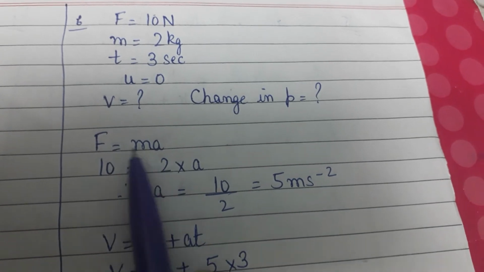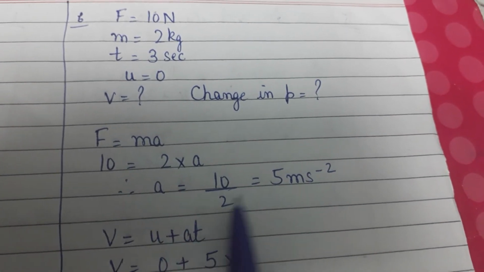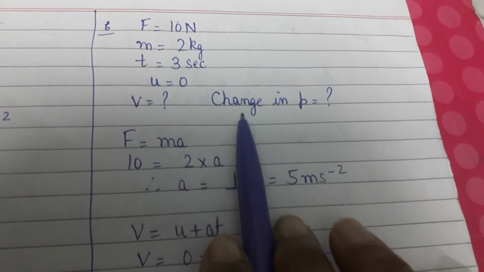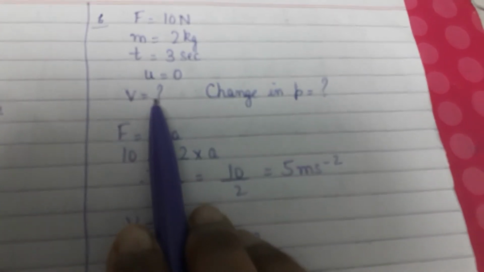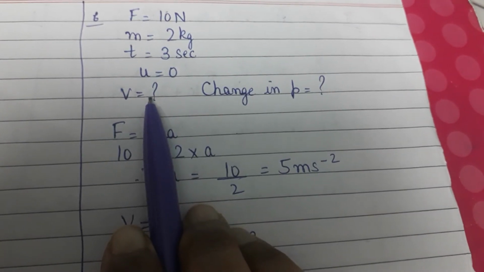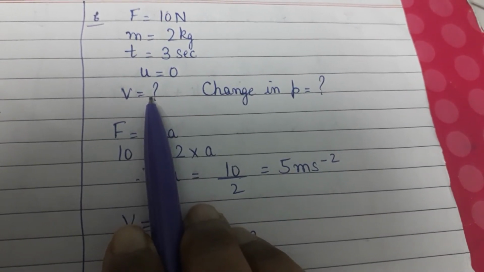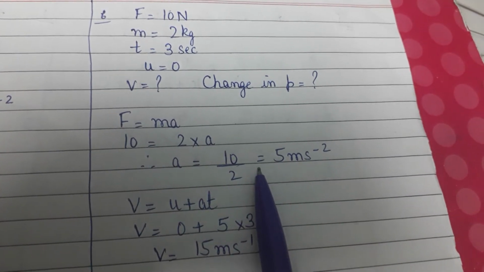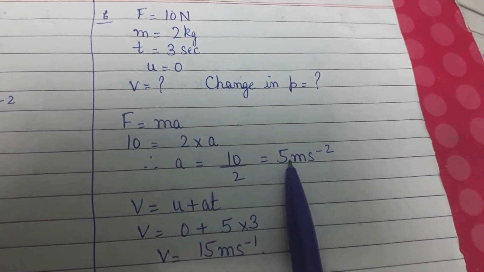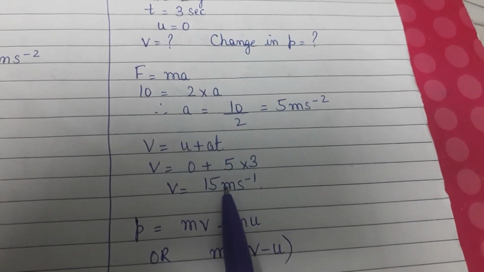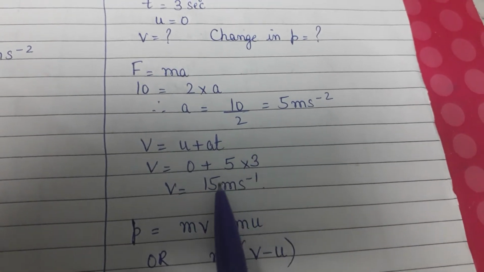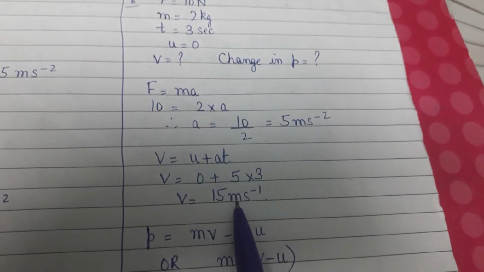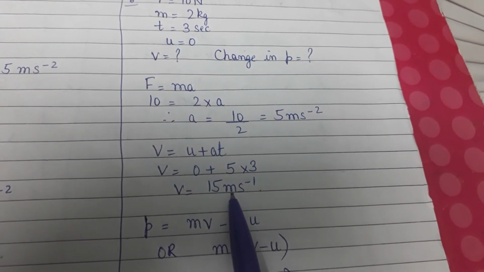First, we use the formula F is equal to ma and find out the value of a. Now, why do we find out the value of a even if it is not asked? Because we need to find out the value of v. In order to find out the value of v, we need to use the equation of motion v is equal to u plus at. So for that, we need to find out the value of a first, right? Therefore, we calculated the value of a and we used the equation of motion v is equal to u plus at, in which we substitute the value of a to find out the value of v, right, children? And that is 15 meters per second.